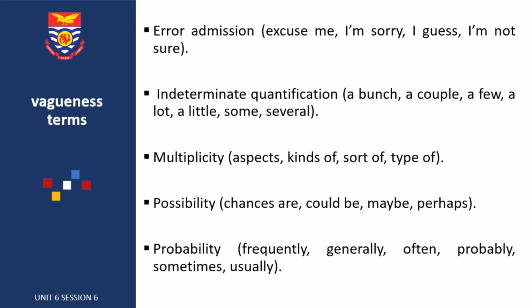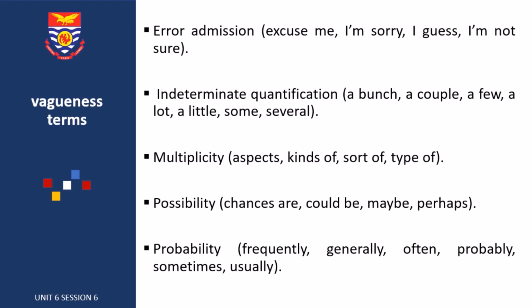And then multiplicity. Multiplicity is talking about aspects, kind of, sort of, type of. All these things are multiplicity. There is no need to bring them in your presentation. And then possibility. Possibility, you can say chances are, could be, maybe, perhaps. All these are vague words that do not need to come in your presentation.